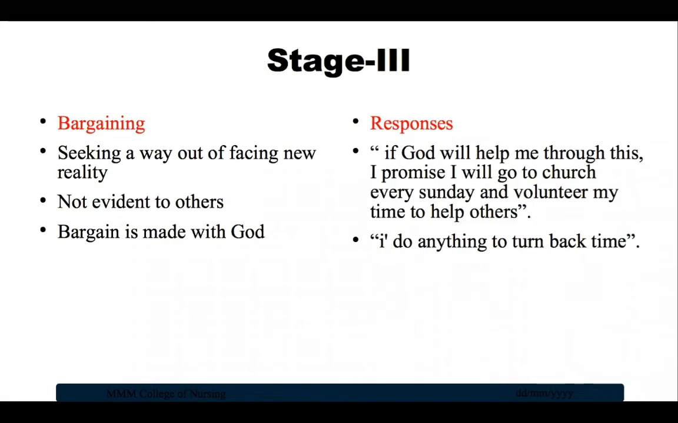Third stage, that is bargaining. During this stage, the person dwells on what they could have done to prevent the loss. This stage is generally not visible or evident to others. A bargain is made with God in an attempt to reverse or postpone the loss. Responses include, if God will help me through this, I promise I will go to church every Sunday and volunteer my time to help others. Or I will do anything to turn back time.